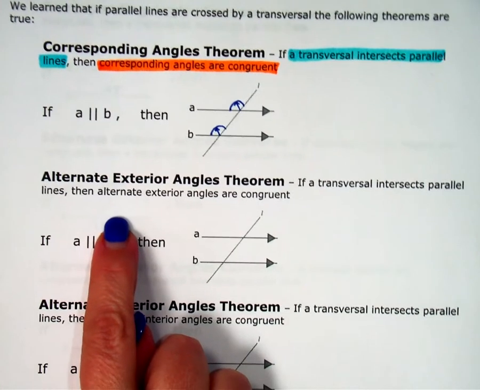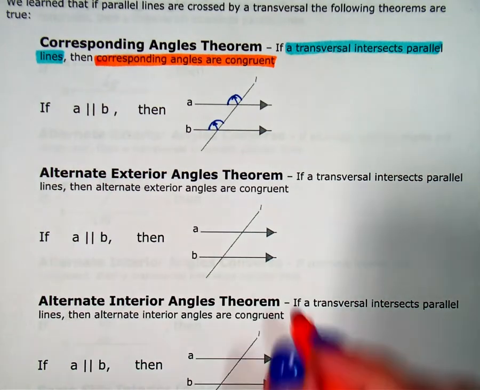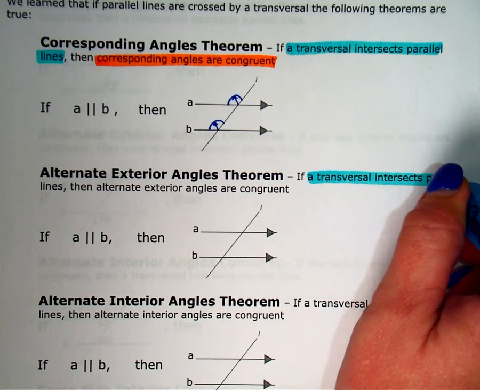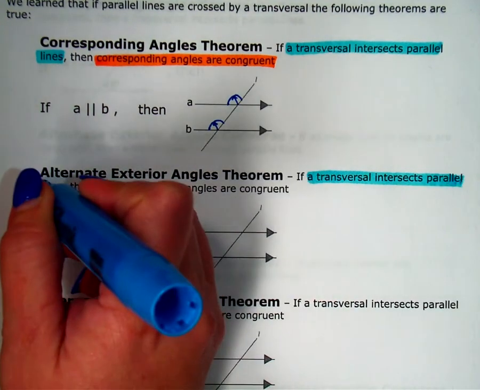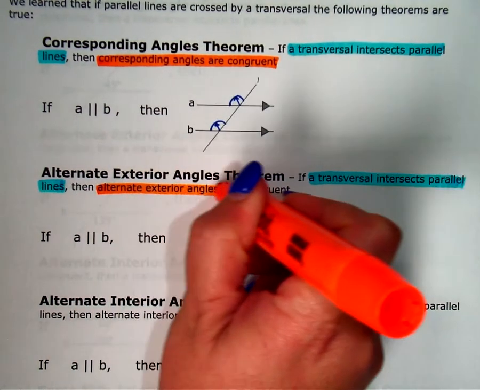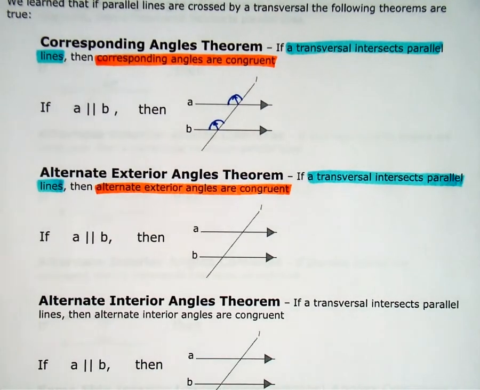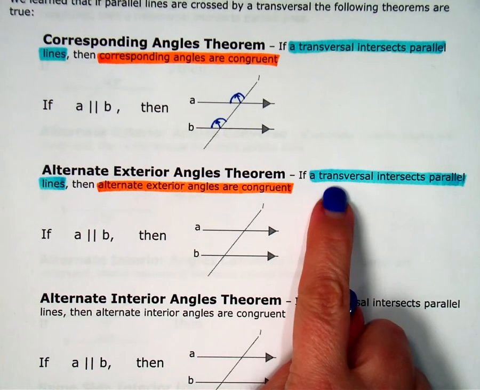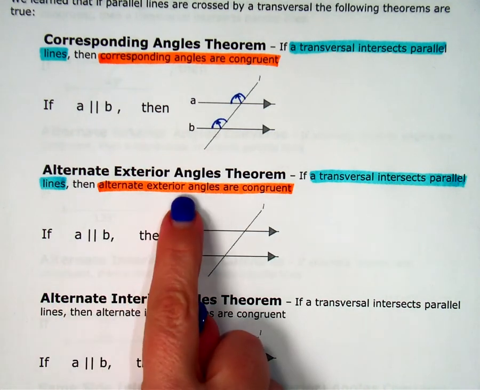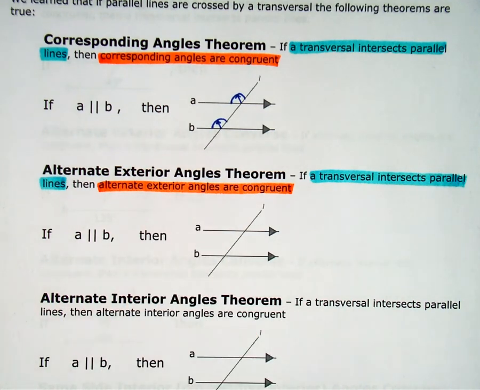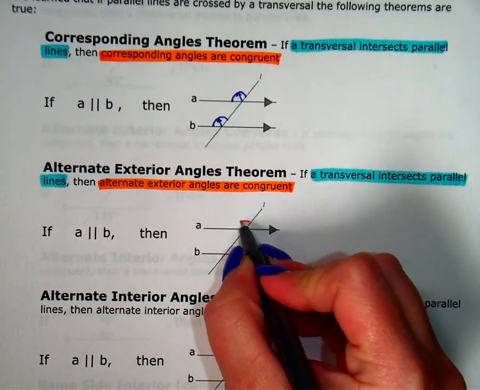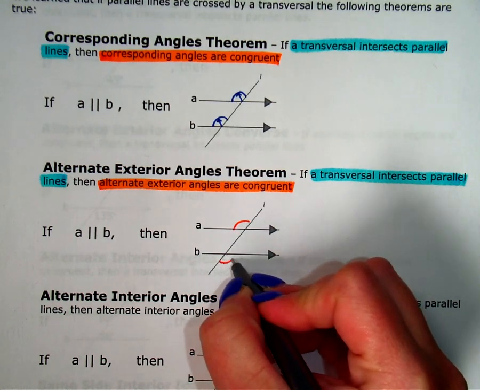So then my alternate exterior angles theorem starts with my hypothesis: if a transversal intersects parallel lines, then my alternate exterior angles are congruent. Okay, so again, the hypothesis has to be true. So I have to have parallel lines. And if I have parallel lines, then I can show that my alternate exterior angles are congruent. So when I look at this one, there are 2 sets. I'm just going to show one. That's going to be here and here.